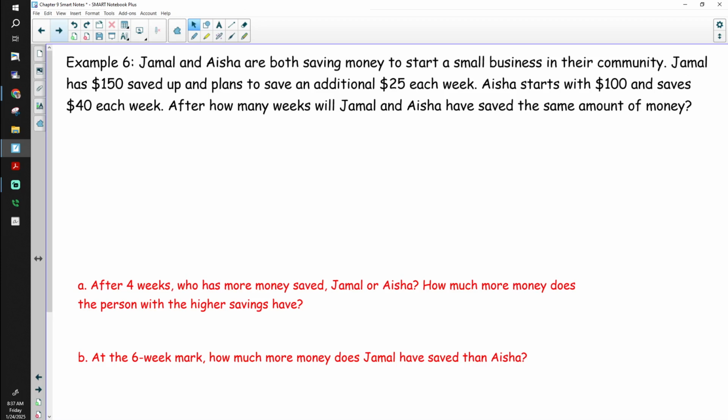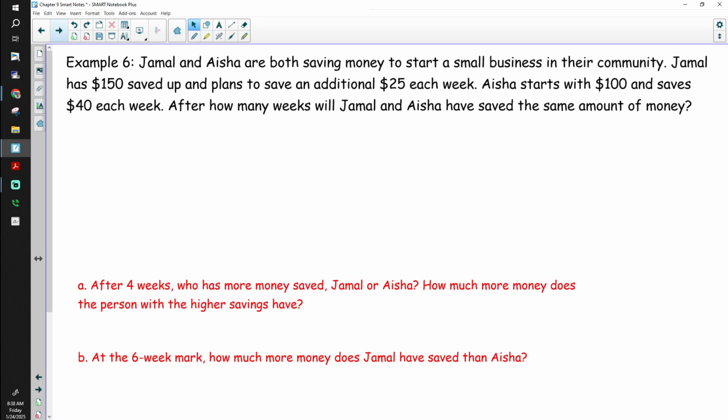Before we do anything, we have to figure out: is it y equals mx plus b, or ax plus by equals c? A good rule of thumb is, does this problem have any totals? Nowhere in this problem does it say Jamal saved up a total of $2,000. Nowhere does it say Asia saved up a total of 100 grand. There are no totals given to us.